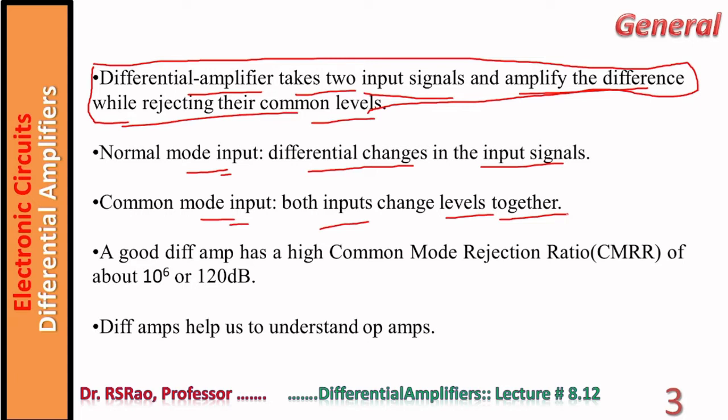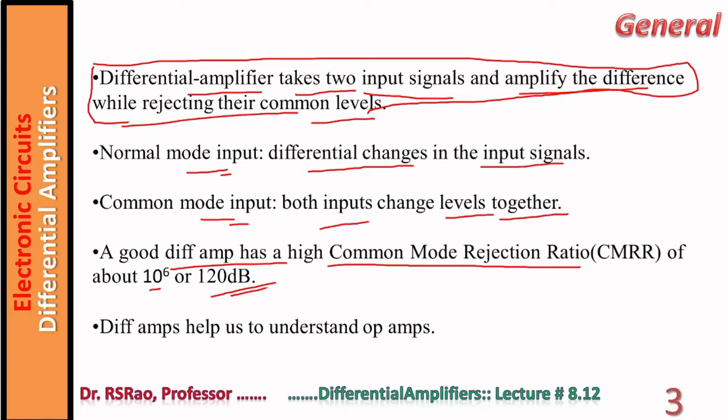Normal means difference, differential changes, different changes in the input signals. A good differential amplifier has a high common mode rejection ratio, CMRR, of about 10^6 to 1, or 120 dB. Common mode rejection ratio is an important performance index pertaining to differential amplifiers.